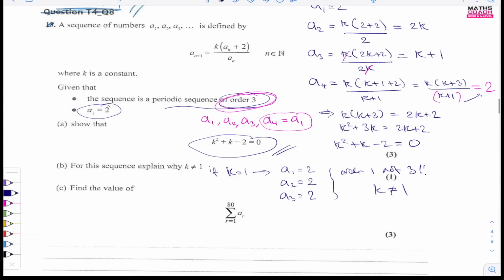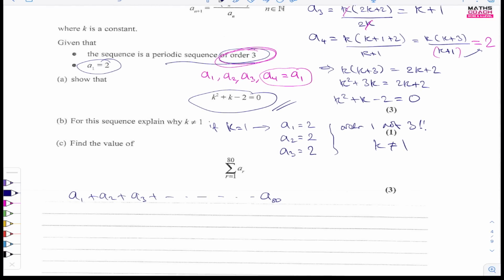So you want to find the sum from r equals 1 to 80 of A_r. So what that basically means is you're doing A1 plus A2 plus A3 plus all the way to the 80th term. Now, luckily for us, it's in order of period 3. So we know that those 3 triplets will repeat over and over again up until 80, and then obviously we may get a few extras at the end, which may not make it a full triplet.